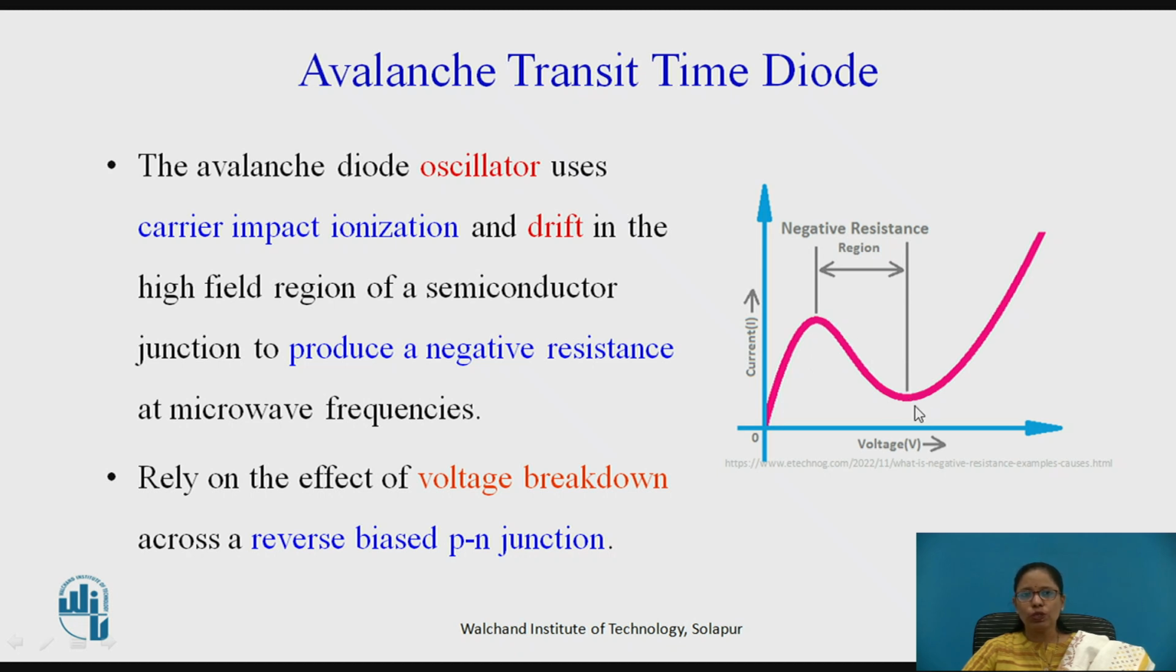it acts as a source. So avalanche transit time diodes are designed in such a way that they will work in the negative resistance region. And they use the effect of voltage breakdown, the avalanche effect, as well as the effect of transit time.